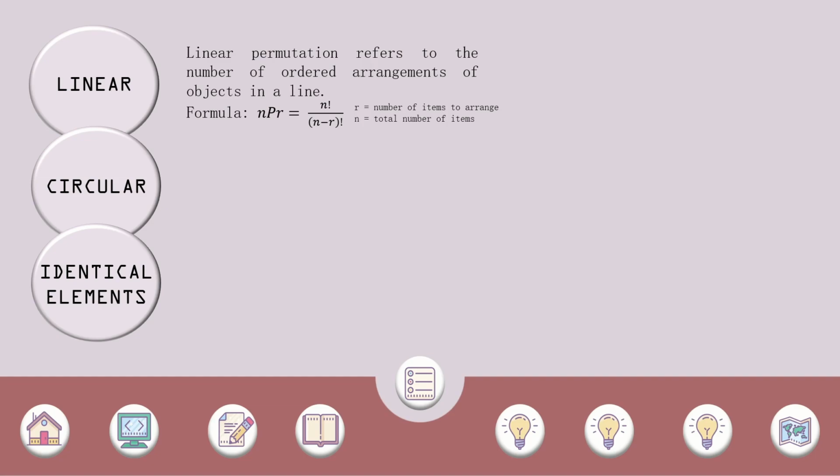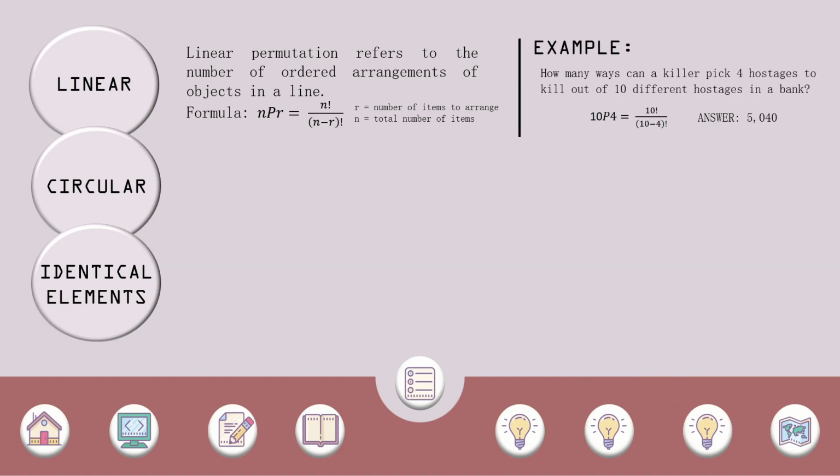Linear permutation refers to the number of ordered arrangements of objects in a line. The formula is nPr is equal to n factorial over n minus r factorial, where n is the total number of items and r is the number of items to arrange. For example, how many ways can a killer pick 4 hostages to kill out of 10 different hostages in a bank? Solution: 10P4 is equal to 10 factorial over 10 minus 4 factorial. And the answer will be 5040.